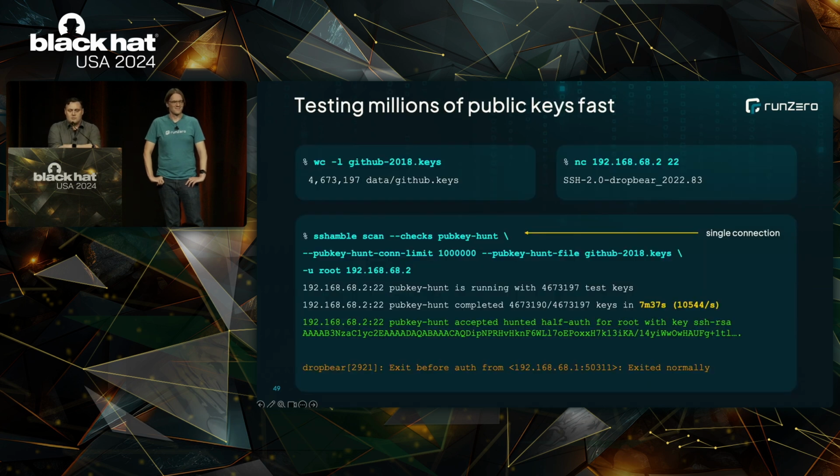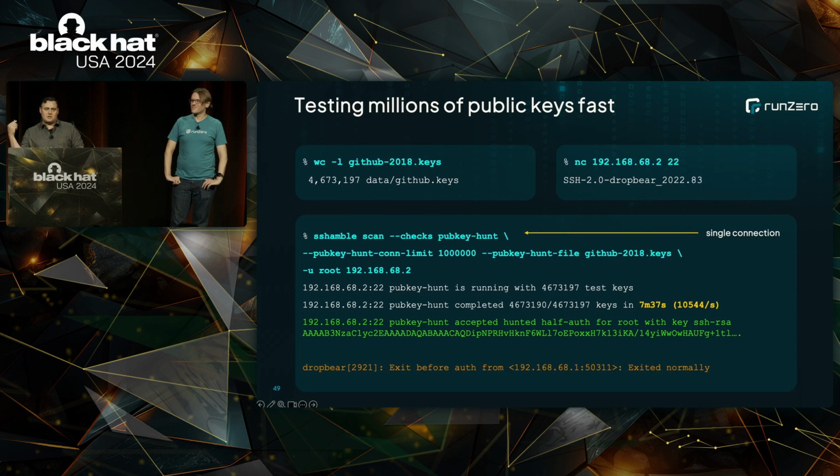So we did that. As part of Shamble, we built this pub key hunting tool to go find Gia-Tan. Then we're like, hey, we can actually just make this thing turbo mode key grind. So you can take the entire, in this case, the 2018 GitHub key database of 4.6 million keys, and we tried all of them against one little Dropbear box in 7 minutes.